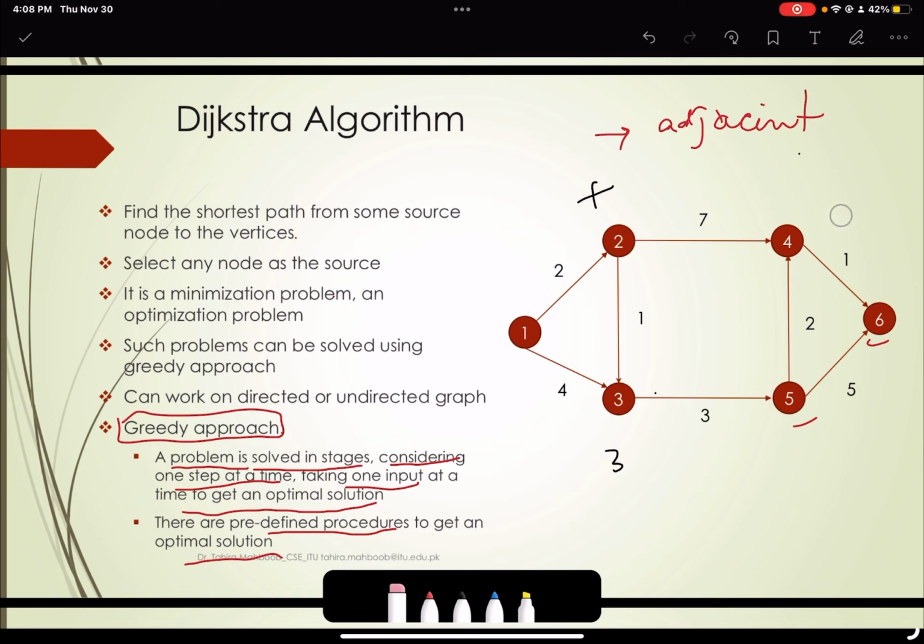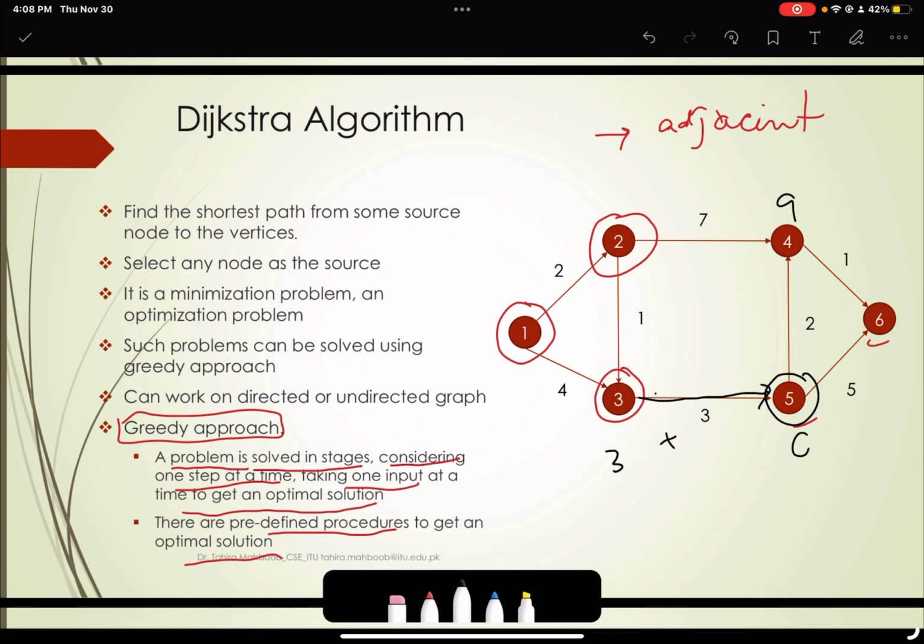We have to calculate the cumulative path. So first we select 1, then 2, and then 3. Here we have estimated the path to be 3, and in this case it is 9. So we select 3, and only one edge is going out of the tree. So we select the next node, which is 5, and the estimation is 3 plus 3, which is 6. So the distance required to reach 5 from 1 is 6 using the shortest path.